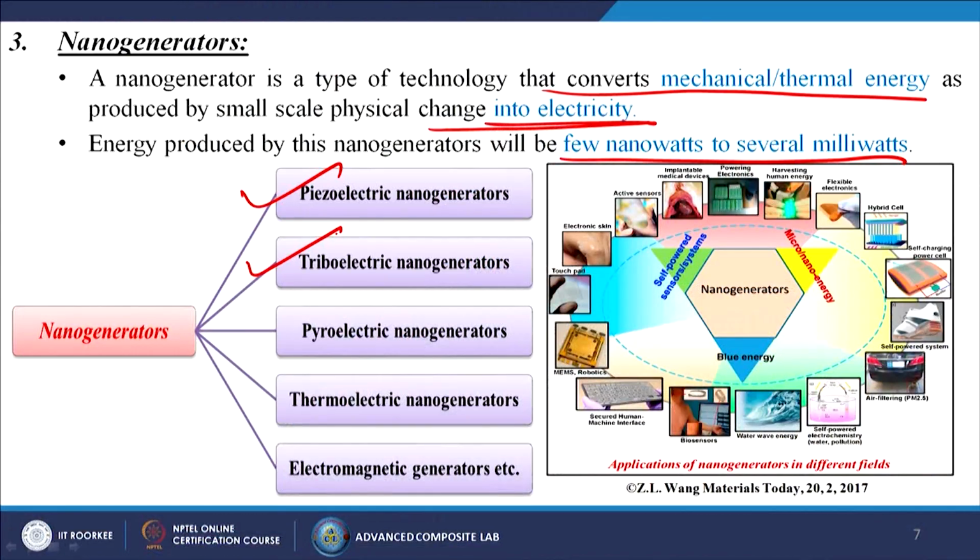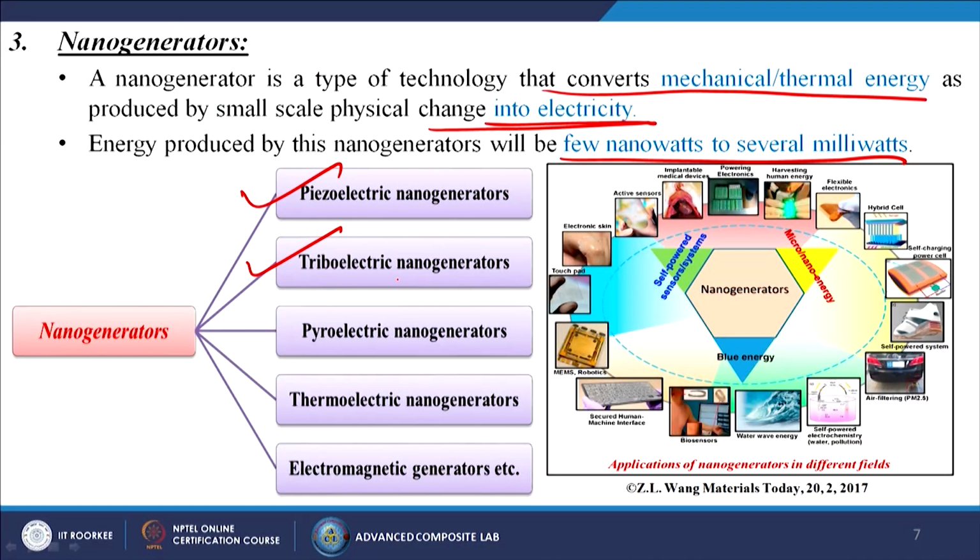Next is called the triboelectric. Tribo is a Greek word, basically known as friction. So that means we are generating friction between the materials and we are generating the electricity. Then pyro, pyro means heat. So we are generating some kind of heat energy and converting that heat energy into electric energy. Thermo, simple, it is about temperature.